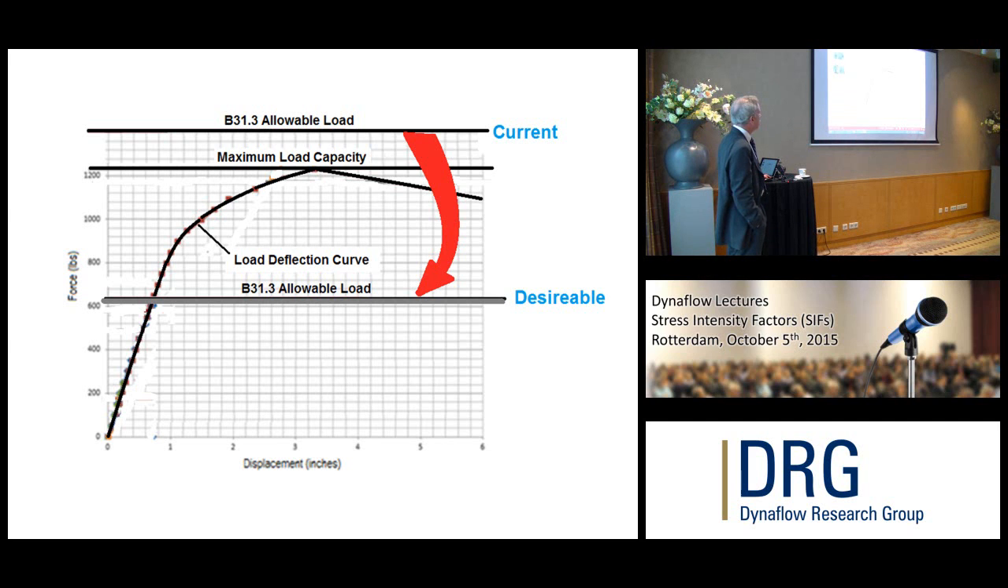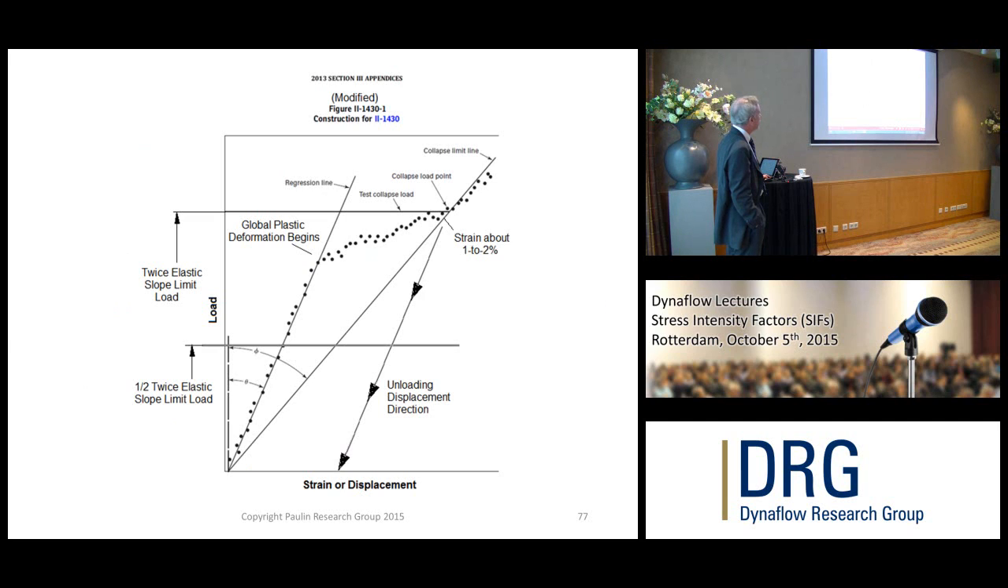These are the tests we're running in Houston. Here's the twice elastic slope load, and here's the definition of where the safety factor is in the twice elastic slope load. There's a twice elastic slope load that's based on test and finite element calculation. It's pretty straightforward. This is the allowable. For B31.1, 3, 5, 8, this is what they want you to do for every component and piping system. And the test procedure is pretty straightforward.